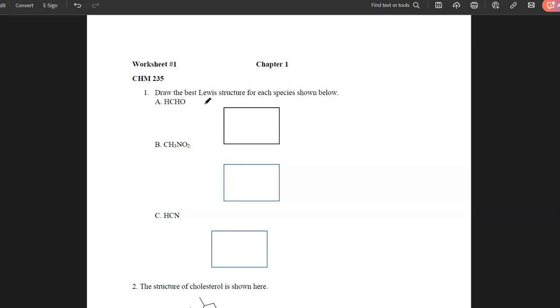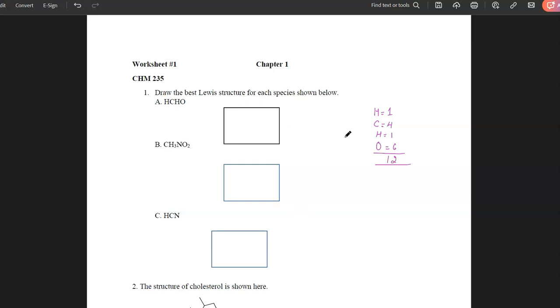So for example, in this molecule HCHO, the total number of valence electrons: hydrogen is 1, carbon is 4, the other hydrogen is 1, and then oxygen is 6. So we have 6 plus 4, 10, 11, and 12. So we are looking at 12 valence electrons.